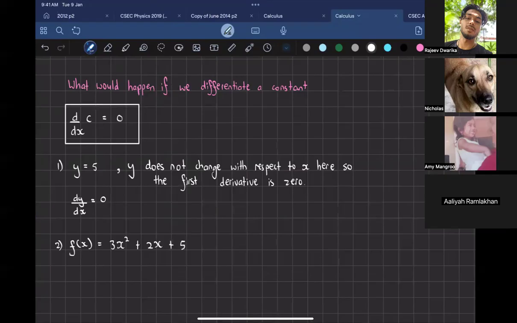Okay. I want you all to try to differentiate this function. Try that. Right, so try question two then.